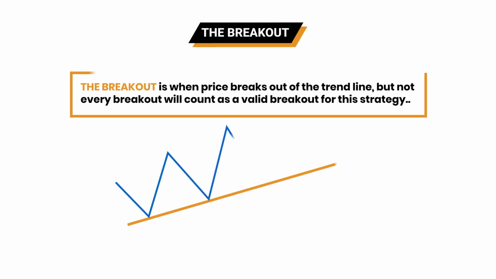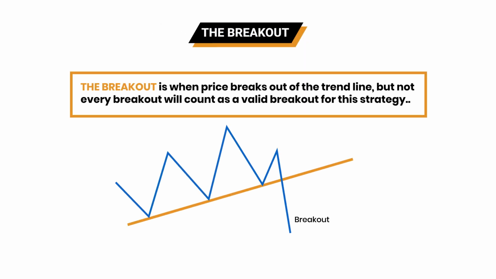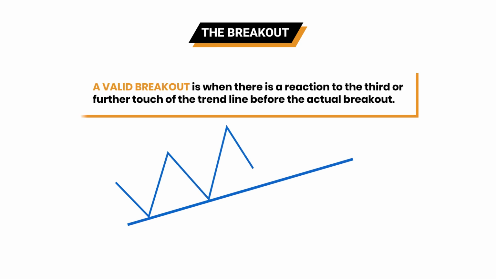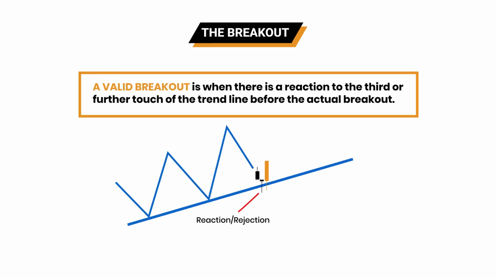Now, let's move to the breakouts. The breakout is when price breaks out of the trend line, but not every breakout will count as a valid breakout for this strategy. A valid breakout is when there's a reaction to the third or further touch of the trend line before the actual breakout. In simple terms, when price touches our trend line for the third or subsequent times, it should show a sign of rejection by pulling back right after touching it before the breakout happens. Then the current breakout will be valid.